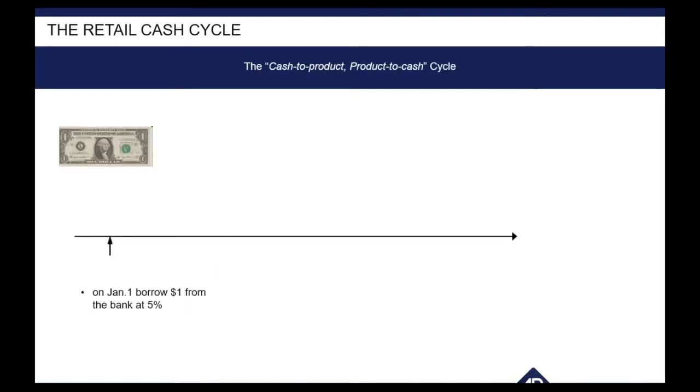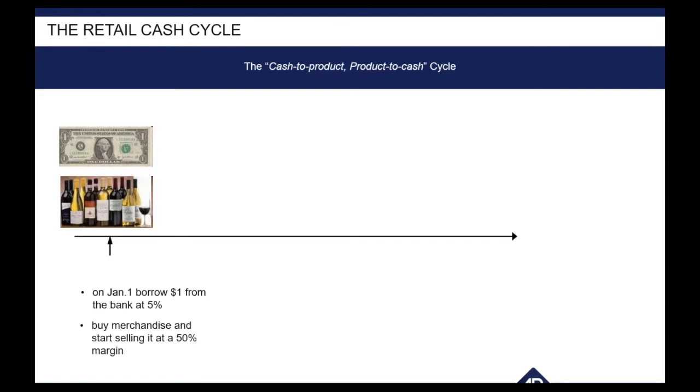So let me start with the basics, what I call Retail 101, or the retail cash cycle, and let me explain this with an example, which will be very familiar to most of the attendees. Let's say that I decide to set up a retail business, and to do so, I borrow $1 on January 1st from a bank at an interest rate of 5%. I'm going to use that $1 to purchase merchandise and put it up for sale at a 50% margin.